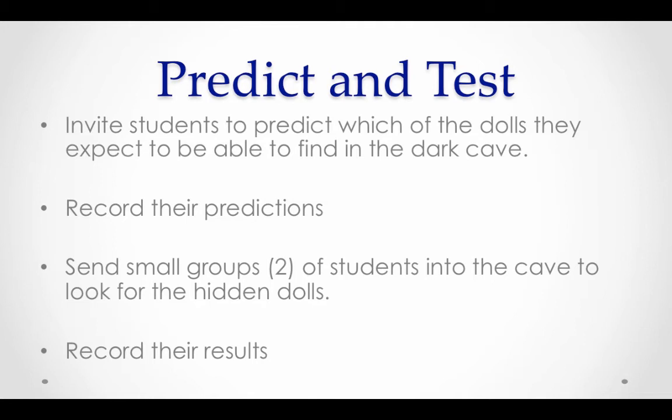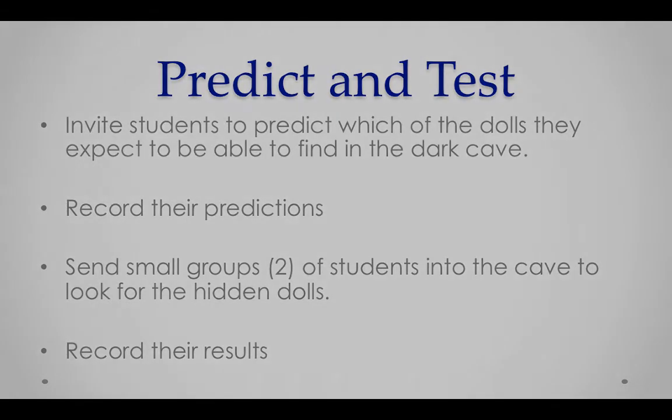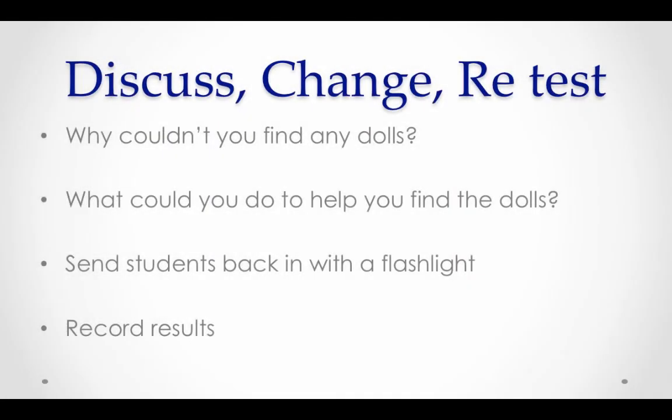And once everybody has tested their prediction and we've got all of the results recorded, you can have a conversation with them. Why is it that they couldn't find their dolls? And they'll answer you, it was dark. And then you can ask, well, what could you do to find the dolls? What would you need in order to find the dolls? And they'll tell you a flashlight, probably. What they need is a light source.